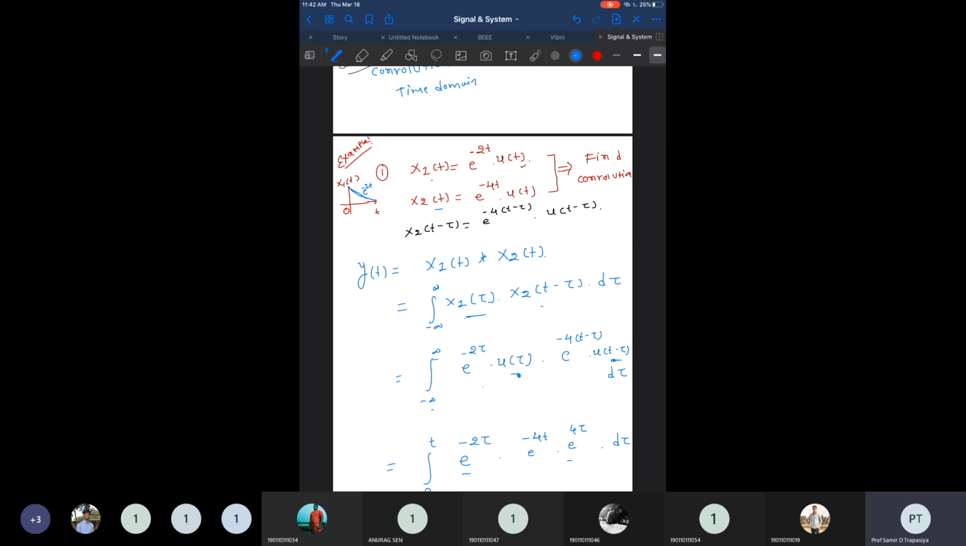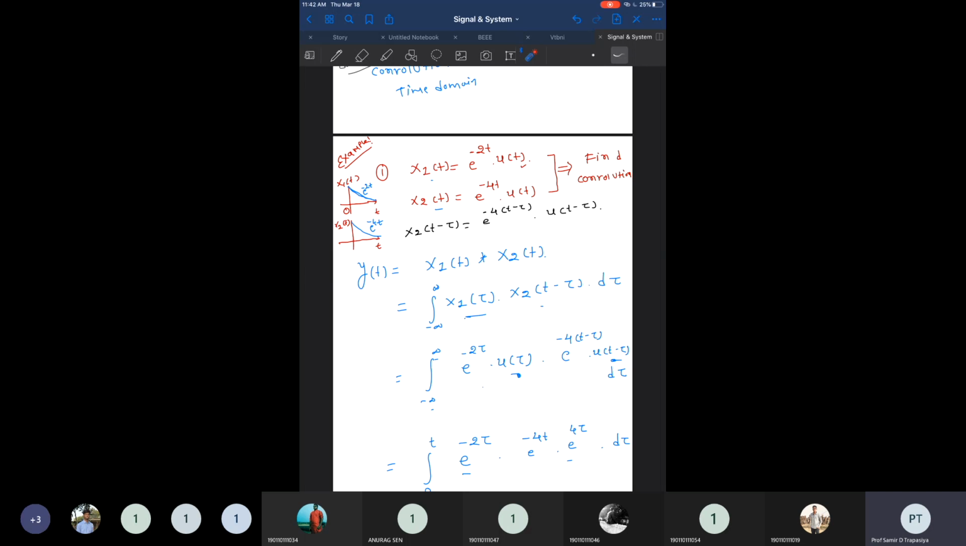And if I plot the other signal x2 of t, it is also an exponentially decreasing signal. This is the time axis, this is x2 of t, and this signal is also exponentially decreasing, with e raised to minus 4t. So these are the two signals: x1 of t is e raised to minus 2t into u of t, and x2 of t is e raised to minus 4t into u of t, and here we need to find the convolution between these two signals. Let y of t be the output of this convolution operation, applied between the two signals x1 of t and x2 of t.